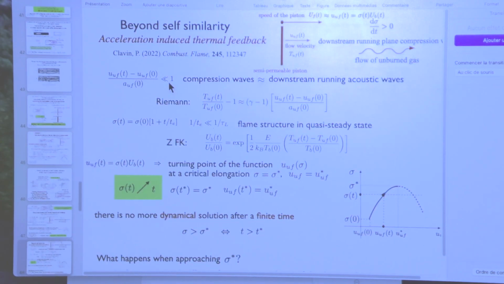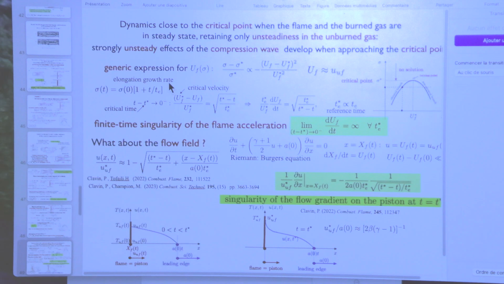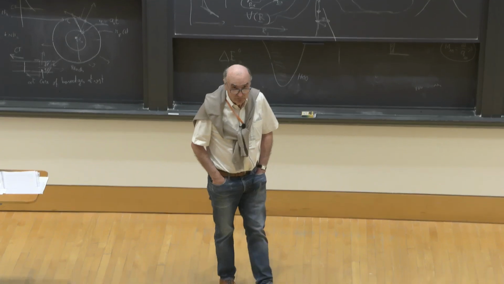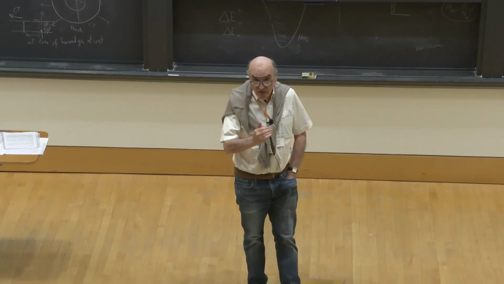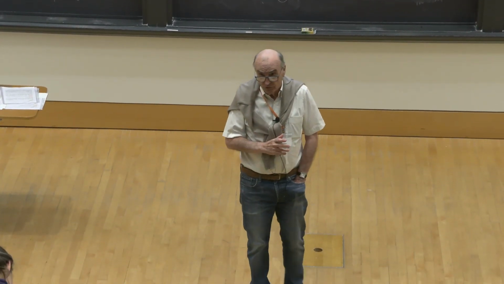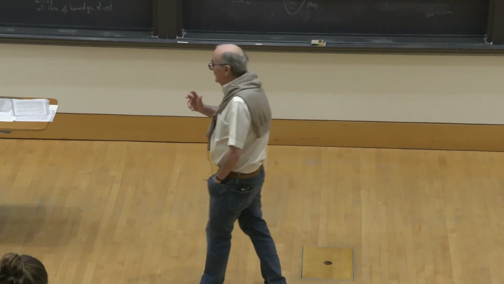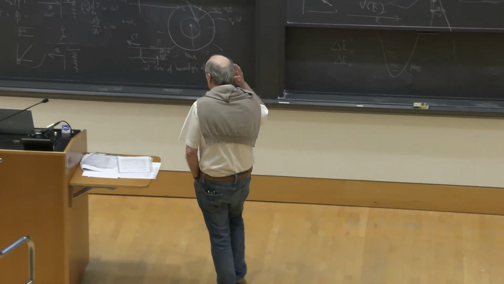So beyond self-similarity, once again, even beyond self-similarity, there is no more unsteady solution above a critical elongation. This is the main result, which is simple.